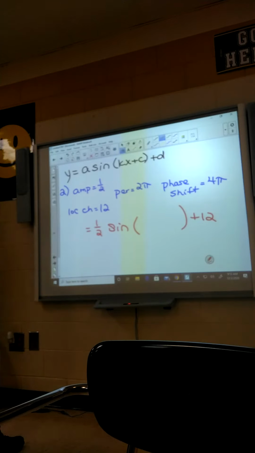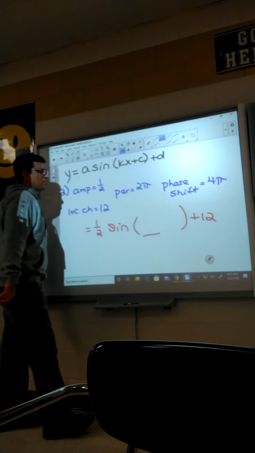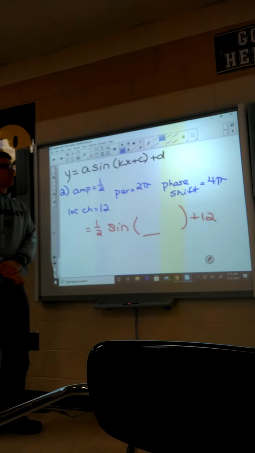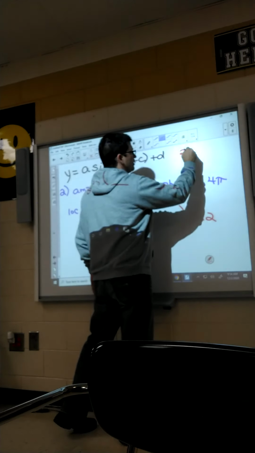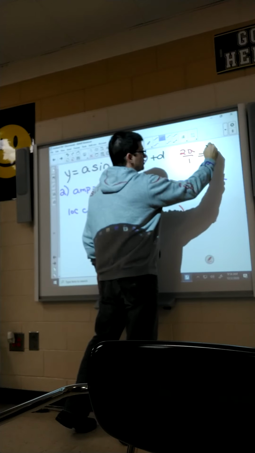All right, Silas, let's see if you learned anything from last time. How do I find this first number right here? You would take your period. Right, yeah, period. 2 pi over 1, and I set that equal to 2 pi over k.